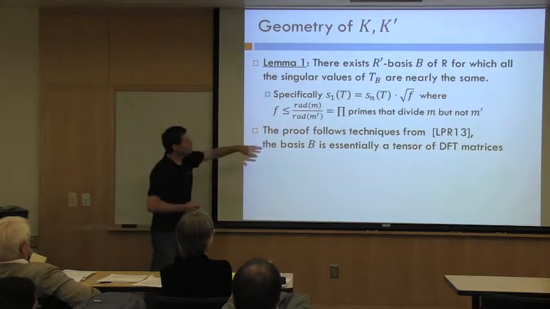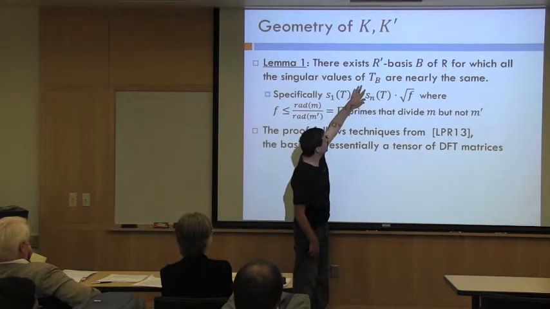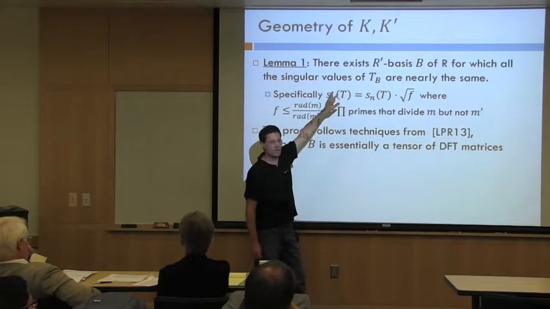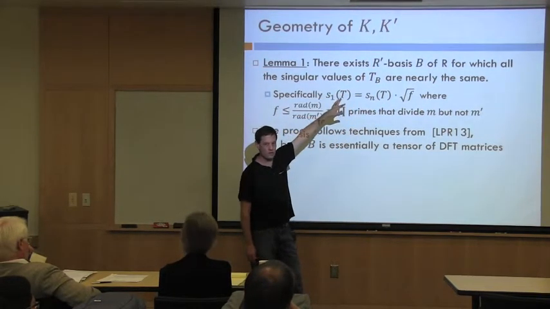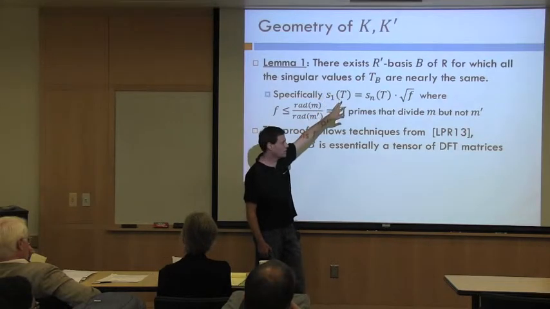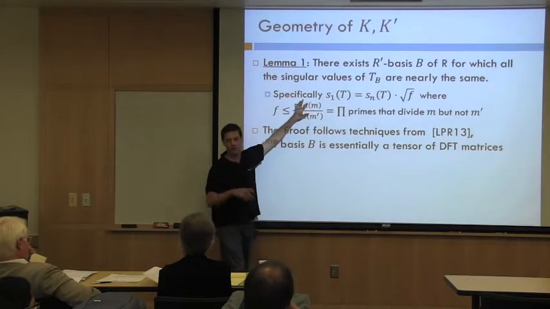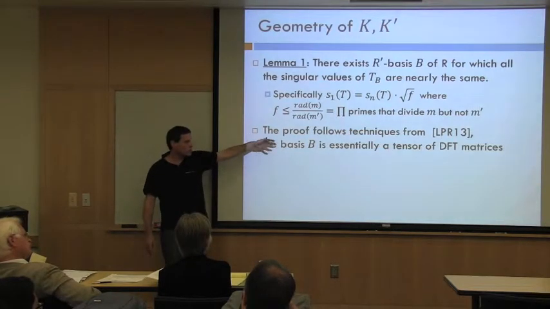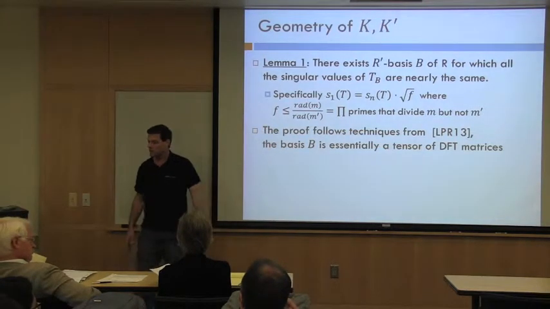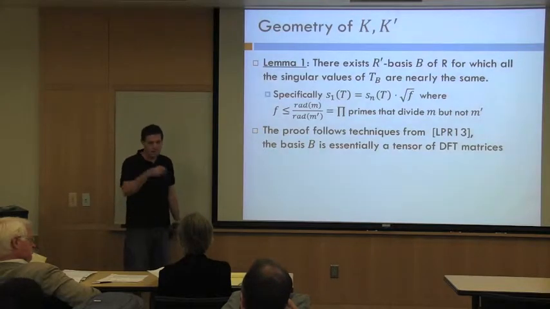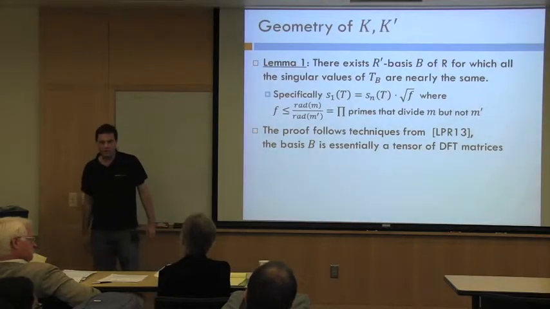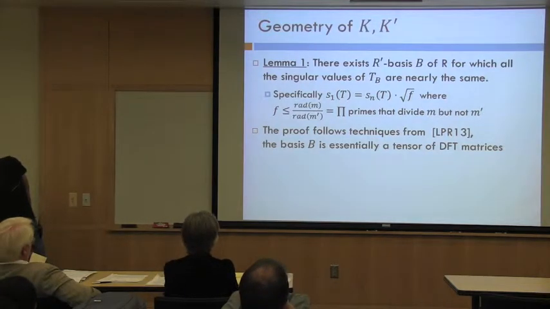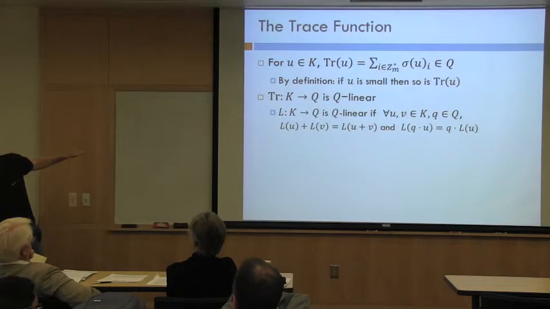Basically there is a basis of K over Q and another basis of K prime over Q, and this basis is essentially one times the inverse of the other. And it works because everything is a tensor product and behaves nicely. Again, it's algebra, but it's a lot of it. But other than that, this is one lemma that we will need at some point.